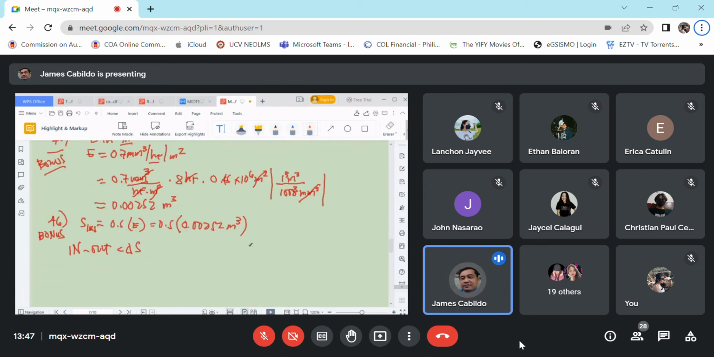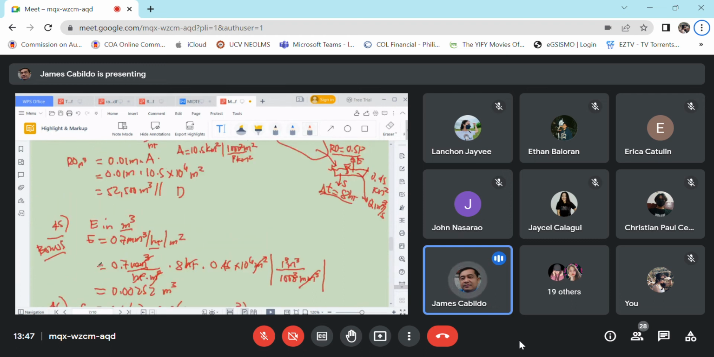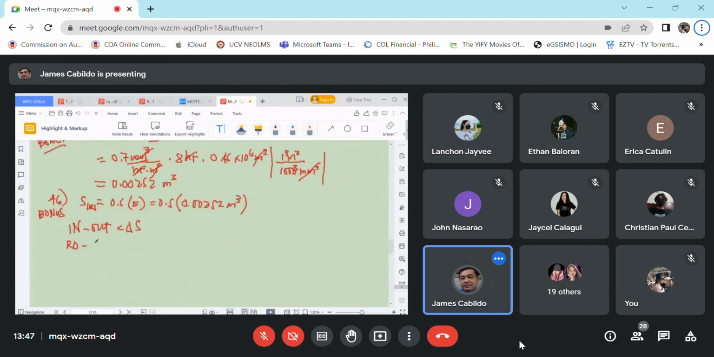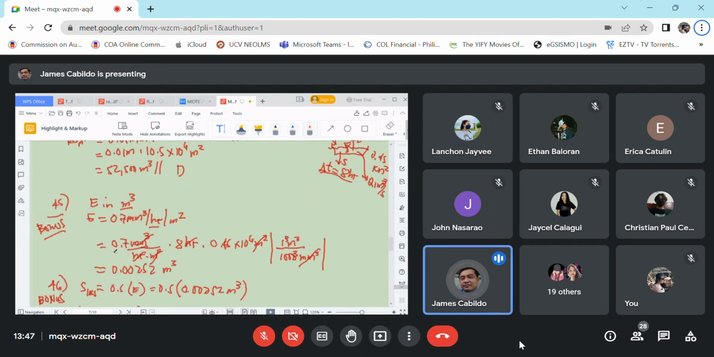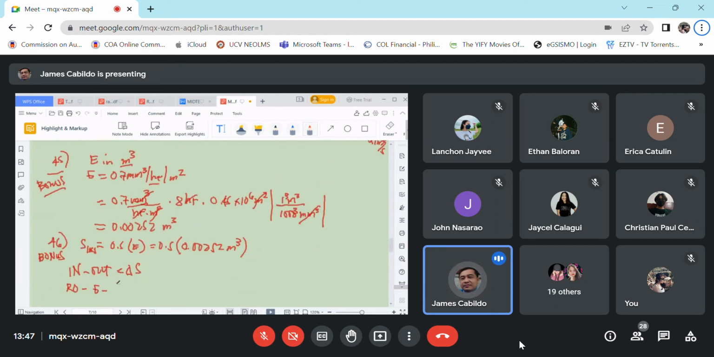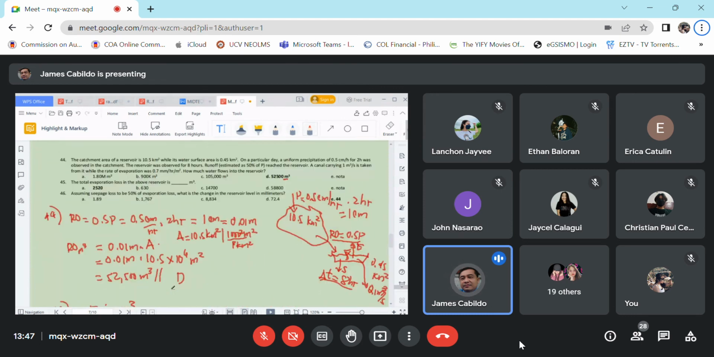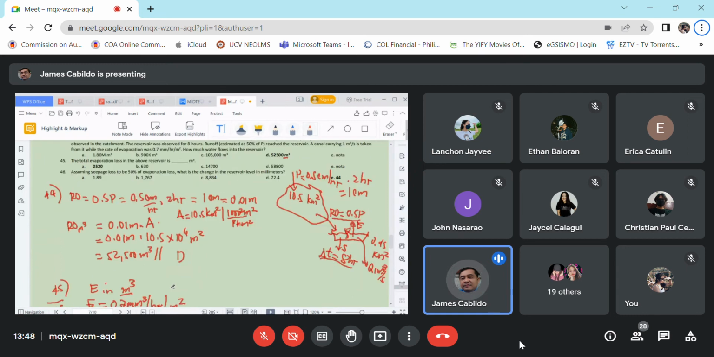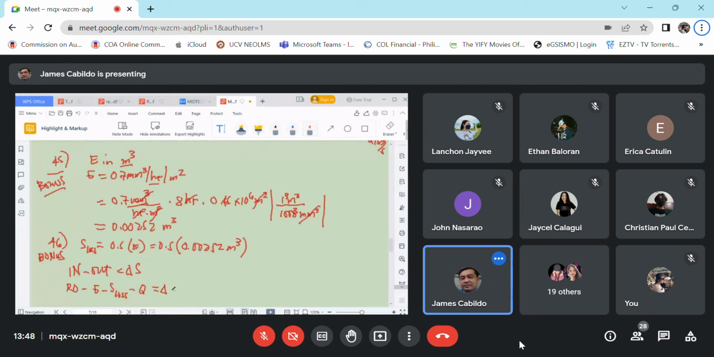So, ito na, gamitin natin. Ano yung in lang natin? RO. Yan ang in natin. Minus yung mga out natin. Yung mga out natin ay we have minus evaporation, minus seepage loss. Okay. Minus Q, yung pinampapatubig. So, equals change in storage. O in terms of depth. Depth naman ang hinahanap kasi eh. In terms of depth. Change in reservoir level.